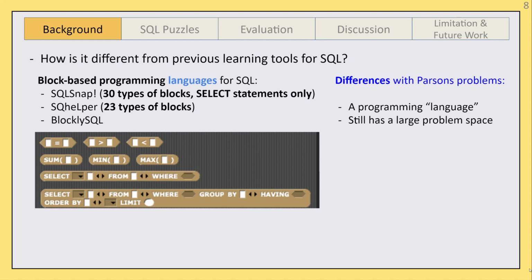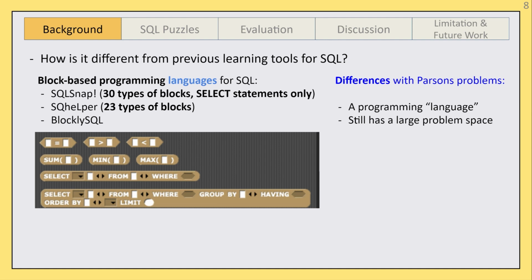Parsons problems are often confused with block-based programming tools. However, there are substantial differences. The main difference is that block-based programming tools are programming languages, which means they are designed to be able to form a large variety of statements or code. However, Parsons problems are only focused on one specific problem, which means that they reduce the problem space.